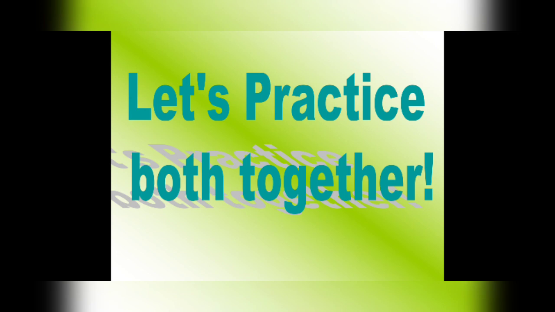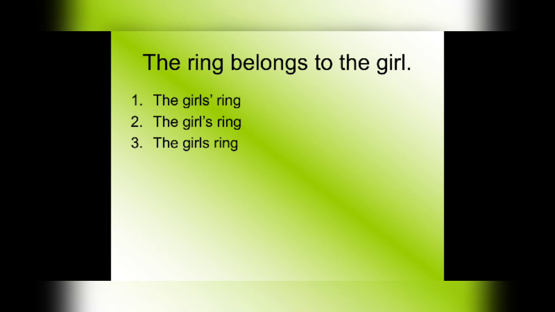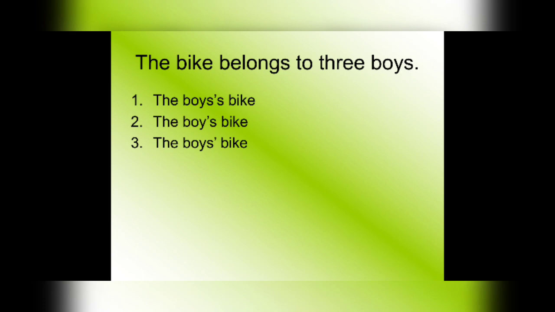Now let's practice both singular and plural examples by doing the exercise. The ring belongs to the girl. So note down your right answer because it is singular. And the answer is the girl's ring, the second one. The bike belongs to 3 boys. So try to find out whether the noun is singular or plural.